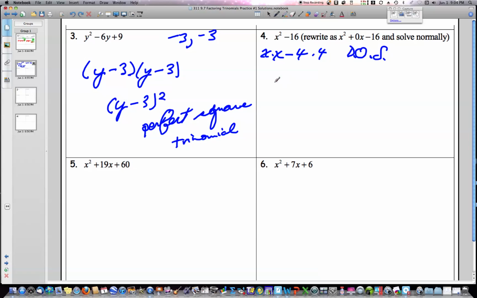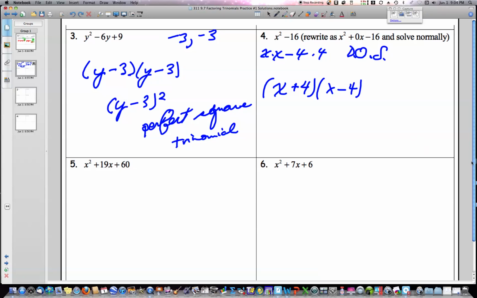This solution is actually x plus 4 times x minus 4, and you'd see that if you solved it the normal way, you'd arrive at the same conclusion. Factors of negative 16 that add up to 0: negative 4 and 4. So this difference of squares solution looks like this: x plus 4 times x minus 4. And we could write these factors in any order. In other words, we could switch the order and we would get the same result.